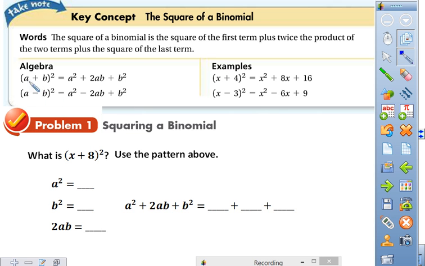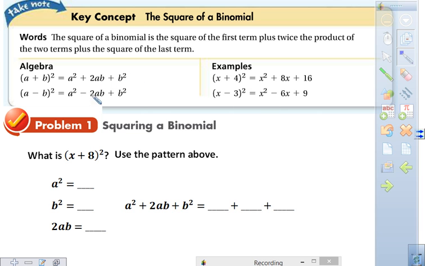So our pattern is when we have A plus B quantity squared, we get A squared plus 2AB plus B squared. When we do subtraction, that's just going to be a minus 2AB. So again, if this is just an X, then we square the 4 and we double it. So doubling gives us 8X, squaring it gives us 16. Doubling negative 3 gives us negative 6, squaring negative 3 gives us 9.